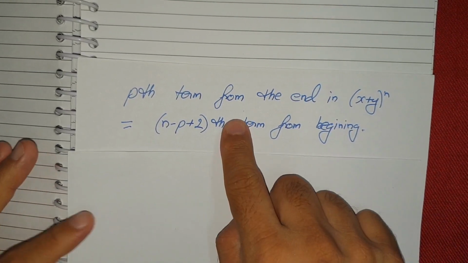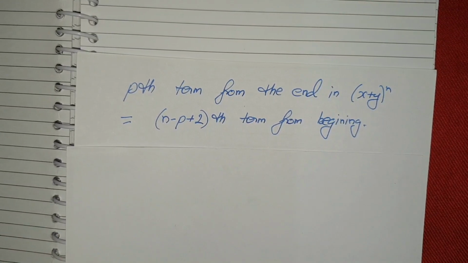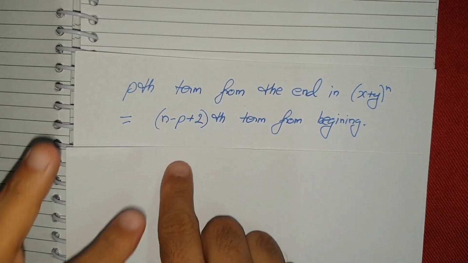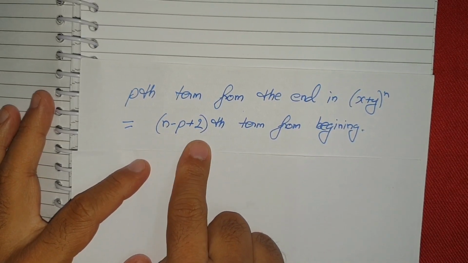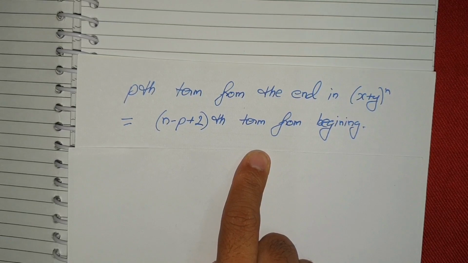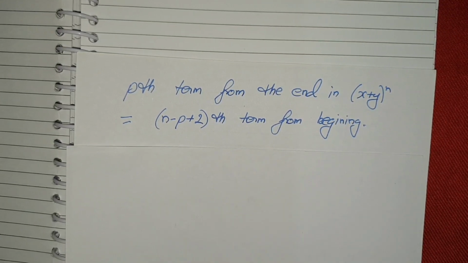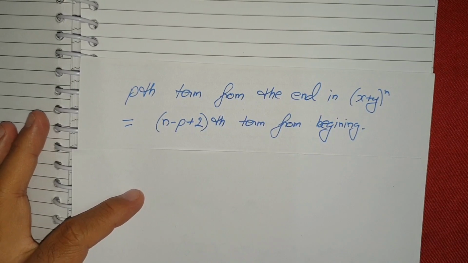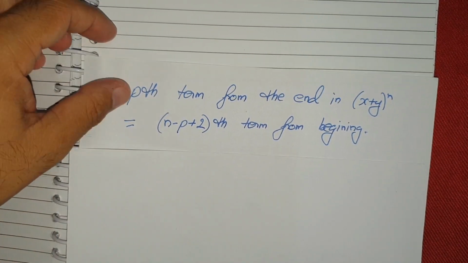Now, if you have to find the pth term from the end in (x + y)^n, simply use the formula: the (n - p + 2)th term from the beginning. It is obvious because we are using the formula from the beginning. So, for the pth term from the end, take the (n - p + 2)th term from the beginning.